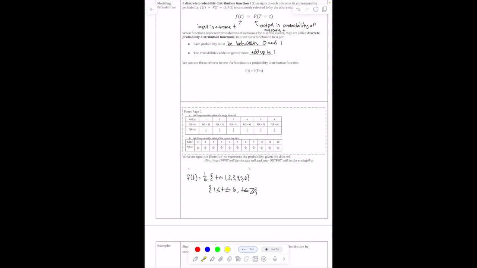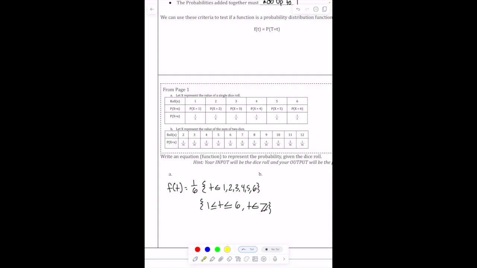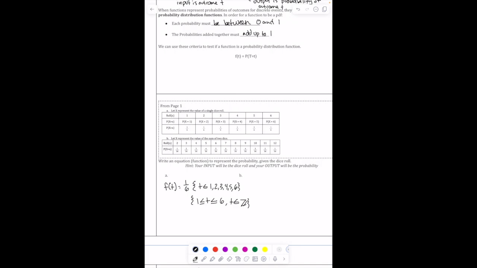Okay, for part B here, looking at this, there is definitely a pattern we see. We saw it in our graph where it kind of went up and then down. But one thing we know for sure is going to be in our function. If I call it f of t for this one, we know that no matter what, all of these have a denominator of 36. So in our function too, no matter what, we're going to have a 36 down here.